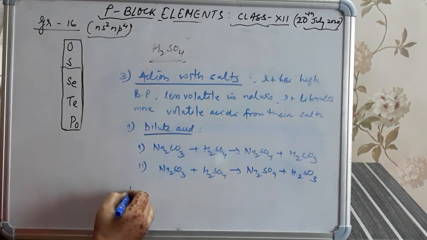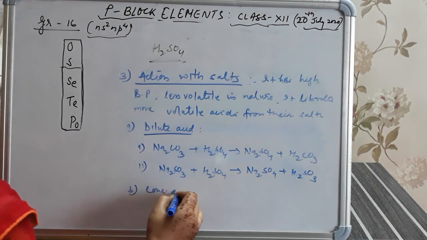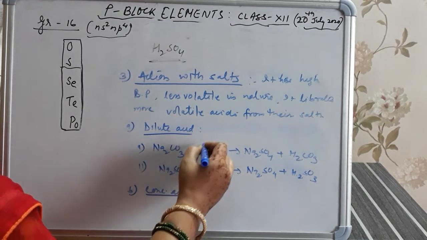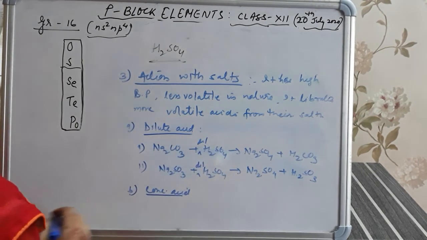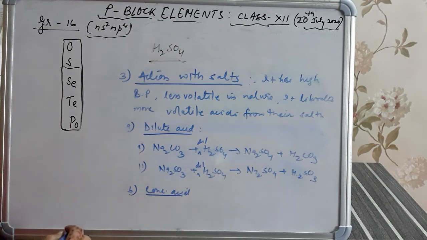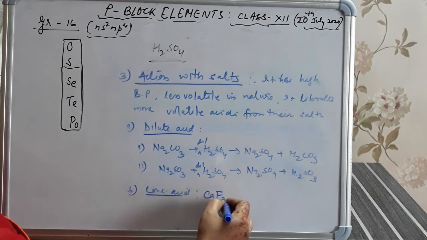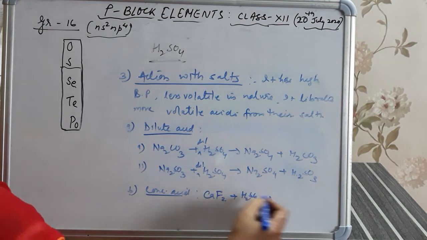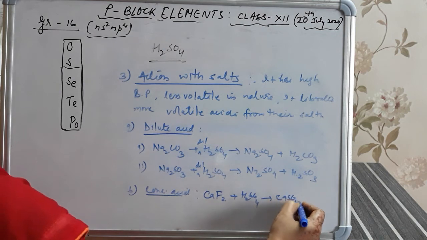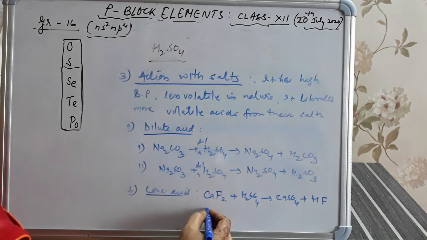With conc acid, as opposed to dilute, conc acid decomposes mainly fluorides, chlorides and nitrites. Suppose we have calcium fluoride, when treated with conc H2SO4, it will form calcium sulfate and hydrogen fluoride.